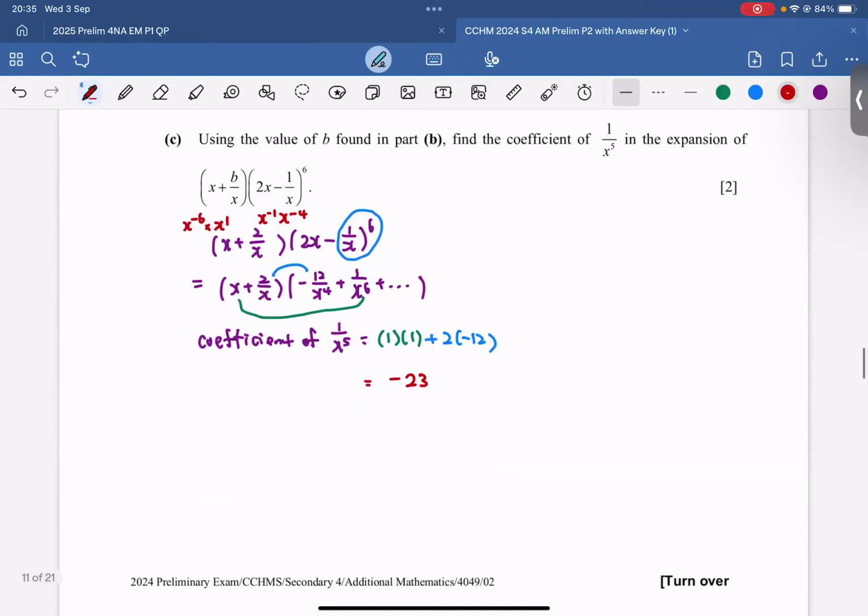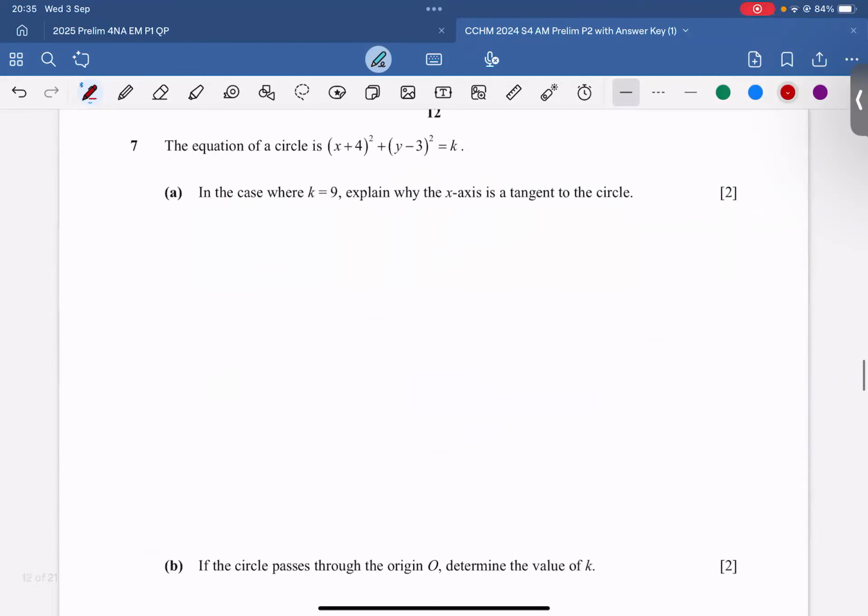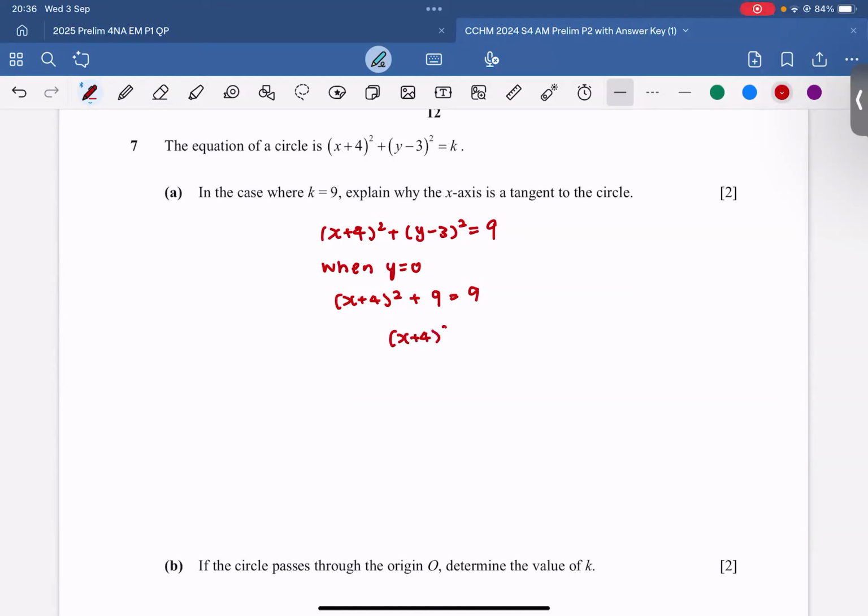Okay, next. The equation of the circle is this, where k is 9, explain y is a tangent. Okay, so a lot of you explain using English, the radius. So to make it easy, if the circle touches the x-axis, it means that the y value is 0. So we just let y be 0. Okay, 3 squared is just 9. Then you get x plus 4 squared equals to 0. So this tells us x equals to minus 4. So you can see there's only one answer.